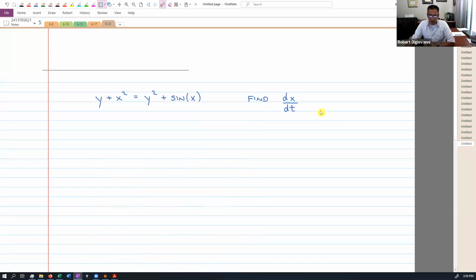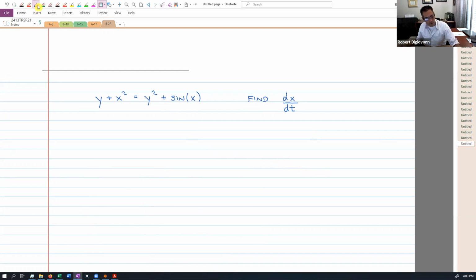This is saying a little change in t, how does it impact the x? But that should seem like a stupid question because there is no t here, is there? You'll see there's no t here. We can still do it though, okay? Let me show you how.